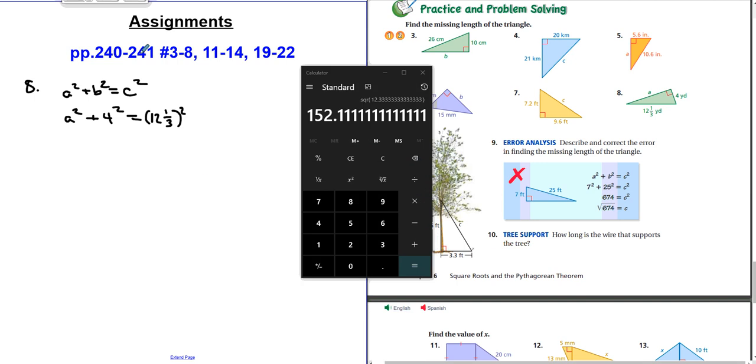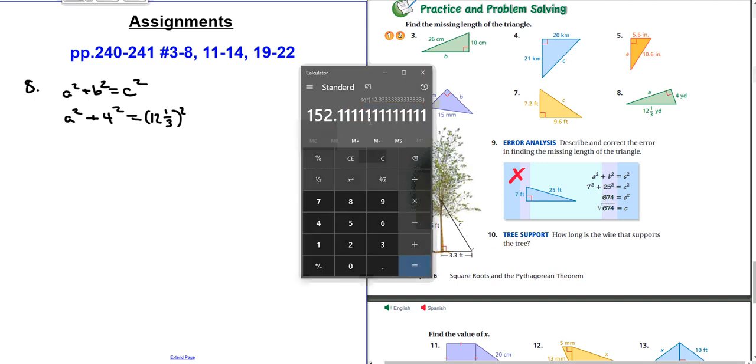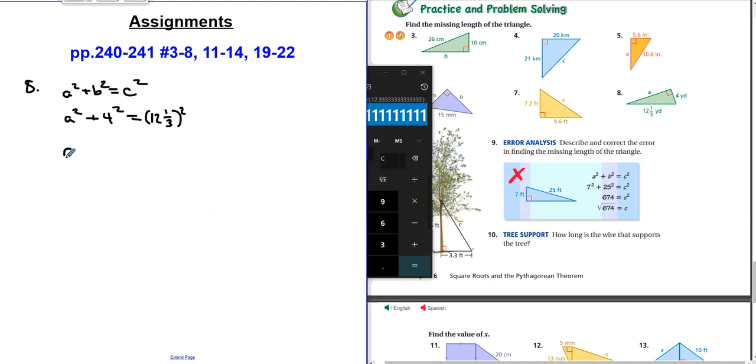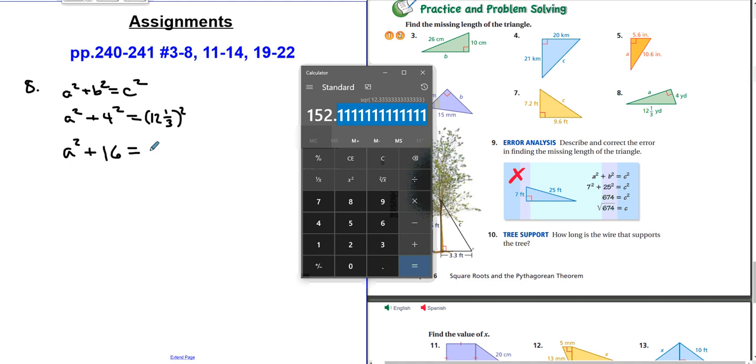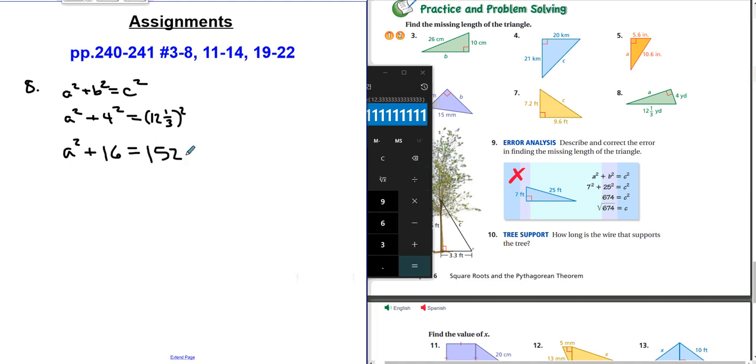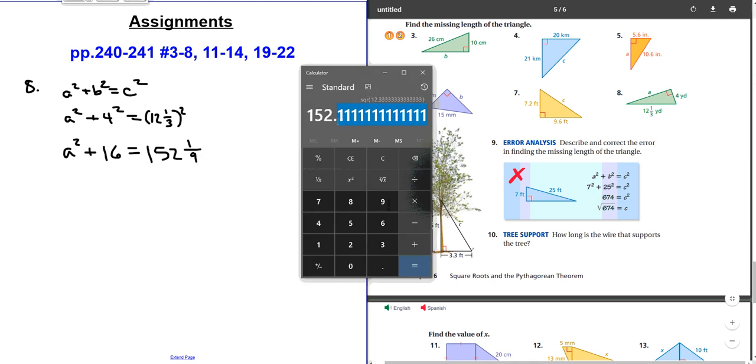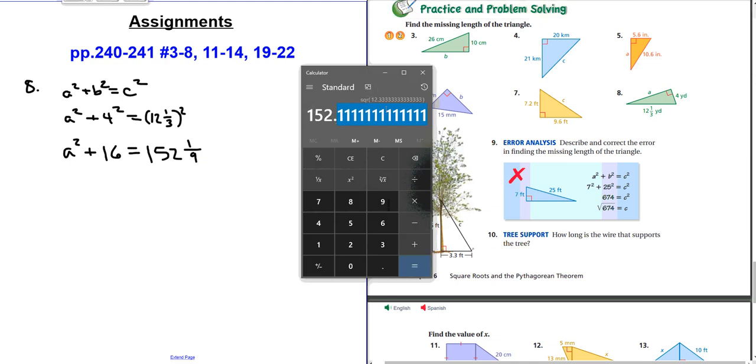Okay, so 1/9 is actually 0.1 repeating. So this is 152 and 1/9. So a squared plus 4 squared, which is 16, equals 12 and 1/3 squared, which again is 152 and 1/9. Now, if you left this in decimal form and you just didn't clear your calculator out, that would work as well. You just wouldn't write it down yet, and you'd have to subtract off the 16. So I could subtract 16 at this point and then get this answer.